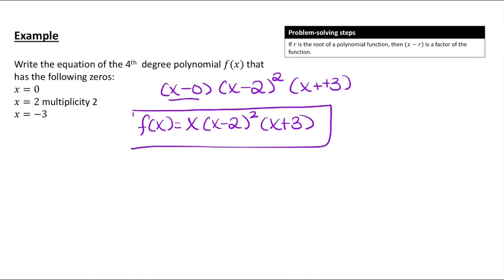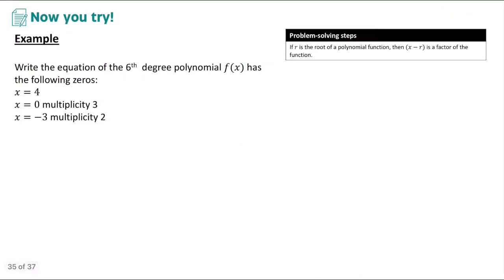You can see it's fourth degree because you have a 1x and then x squared. So x times x squared will be x cubed. And then we have an x, so x cubed times x will be x to the fourth. Now you can go ahead and pause the video and try this example on your own.